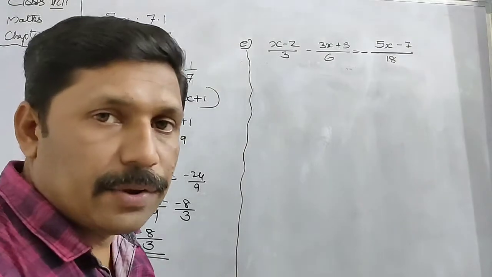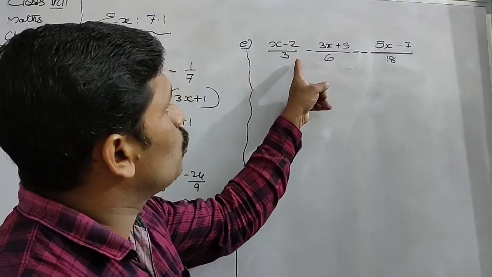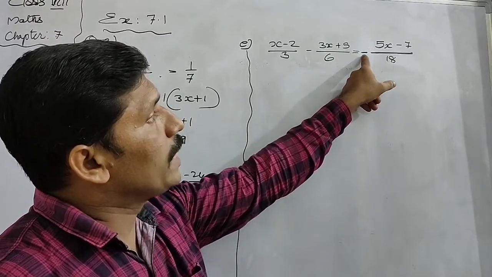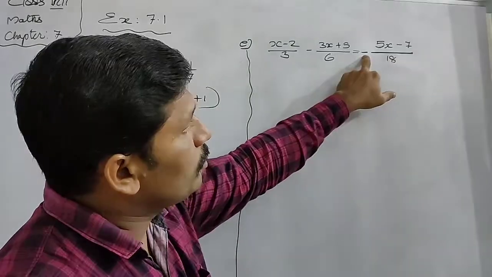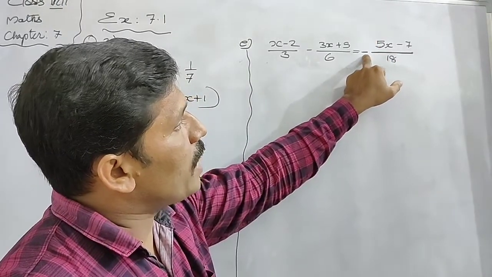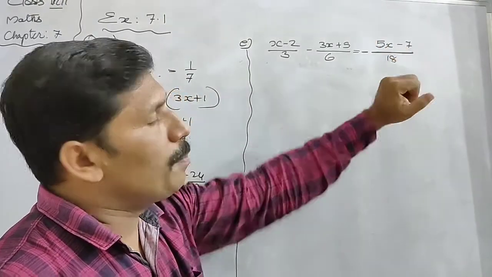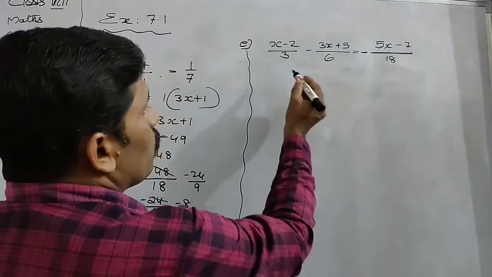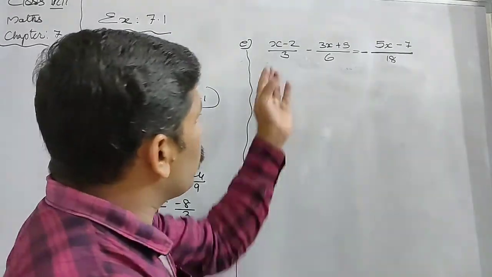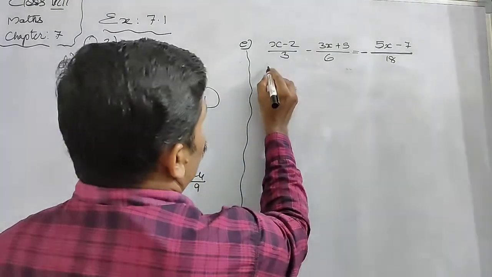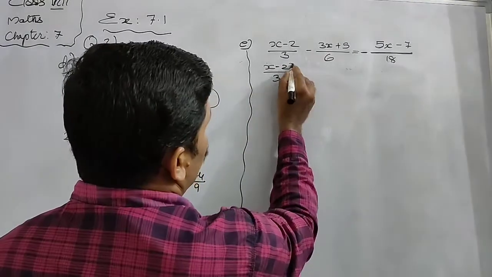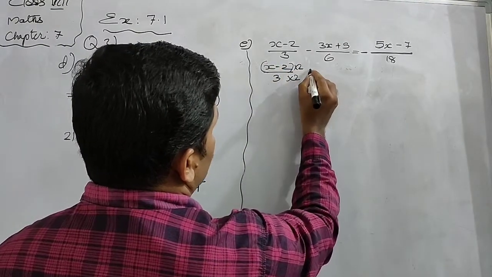Next question, here you can see that x minus 2 upon 7 minus 3x plus 5 upon 6 is equal to negative, this negative is not the symbol of this one, it is subtraction. Subtract 5x minus 7 upon 18. So here, in order to subtract these two, we need to find the LCM. LCM of 3 and 6 is 6 only. So here x minus 2 upon 3, 3 we have to multiply by 2. At the same time, upside also we multiply by 2.